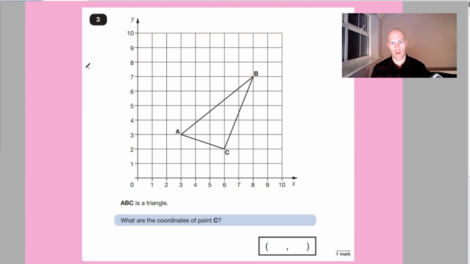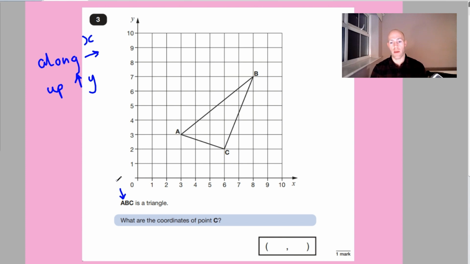Question three, coordinates. Before I'm even looking at the question, I'm remembering that it's along the corridor, then up. So we're going to be doing whatever's on our X first, and then up the stairs or down the stairs, do our Y. So ABC is a triangle. What are the coordinates for point C? So find point C. This is what we're targeting here.